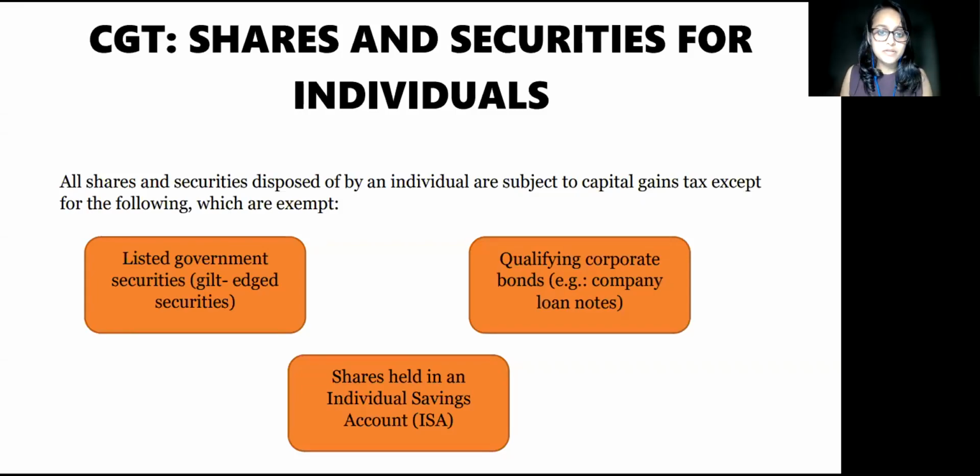Now, coming to the chapter, CGT shares securities for individuals. For shares, you calculate CGT exactly the same way. Proceeds minus cost gives us chargeable gains. Chargeable gains minus AEA gives us taxable gains. Taxable gains multiplied by a particular percentage gives us the CGT. It's exactly the same thing, but certain things are different, which is what we're going to focus on in this chapter.